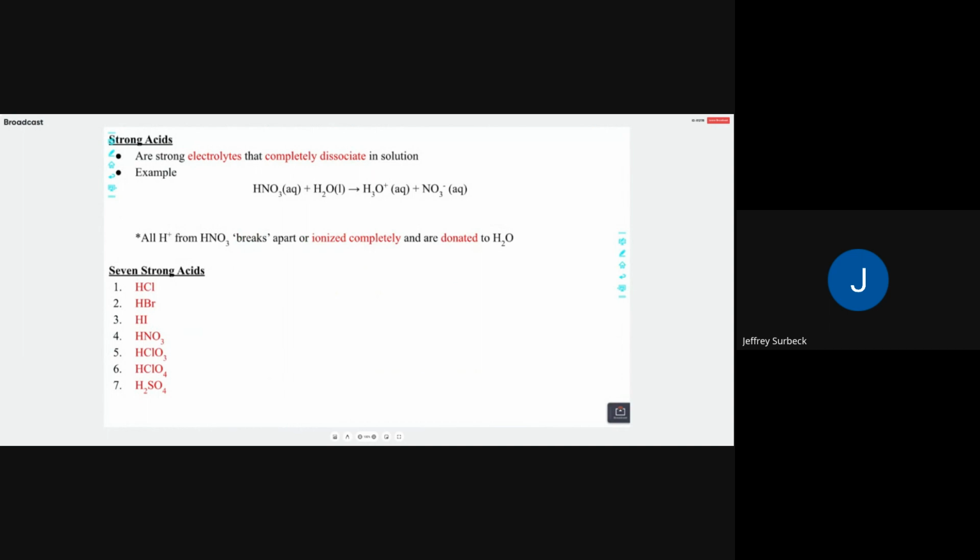Okay, now, key thing with this. 1, I'm just going to say, hey, flat out memorize this list because it's really, really helpful. But 2, what happens here chemically is nitric acid in this example, HNO3. The H completely breaks apart from the NO3. So in solution or in the reaction, you end up with that H attaching onto water to form H3O plus, and that nitrate, that NO3 with a 1 minus. All of it broke apart.